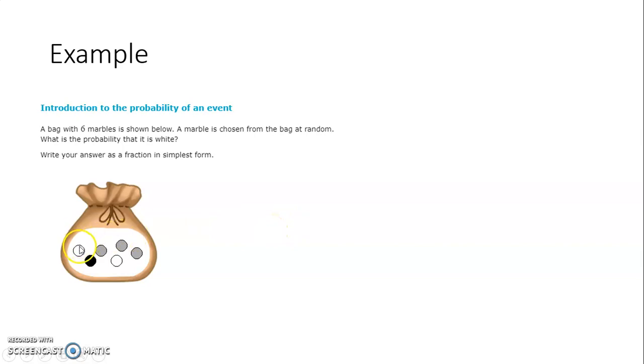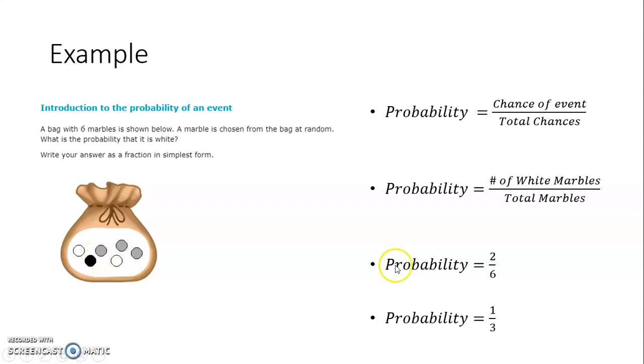Great. The answer here will be there are 2 whites out of 1, 2, 3, 4, 5, 6 total ones. So 2 over 6, just like before. 2 over 6 is 1/3.